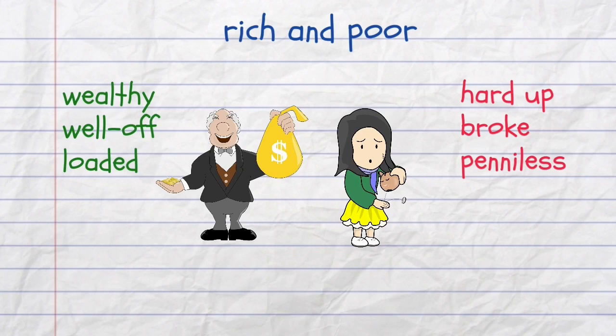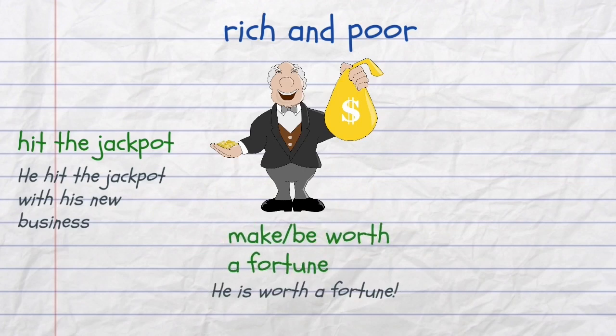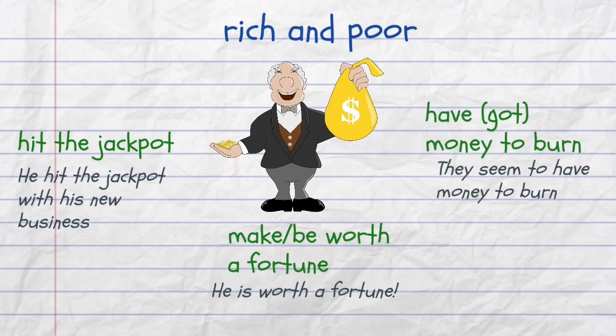And some idioms which you can use to talk about rich people. Hit the jackpot means to become rich very suddenly. For example, he hit the jackpot with his new business. Make or be worth a fortune. He is worth a fortune. Have or have got money to burn. They seem to have money to burn, which means they have so much money that they don't know what to do with it.